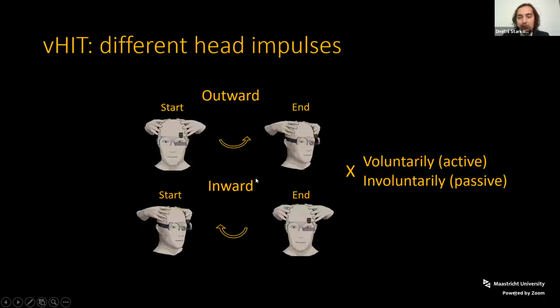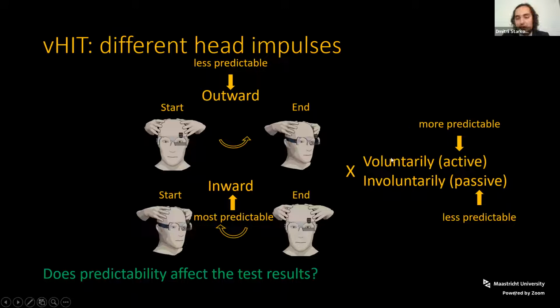However, despite its simplicity, the test can be given in different ways. For instance, we can vary the head impulses. They can be differently directed. For example, they can be outward directed or inward directed, among which the inward direction is more predictable because in this case, the impulses always stop at the same position. The impulses can also be done by the patients, and we call this active condition, or an examiner can deliver these impulses to our patients. We call this passive condition. Among these, the active condition is more predictable because in this case, patients know everything about the impulse.